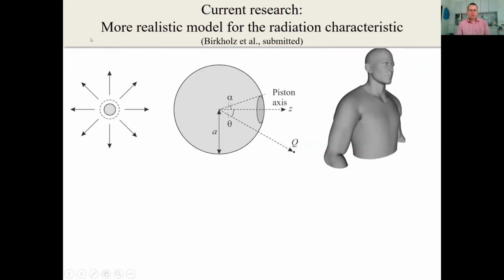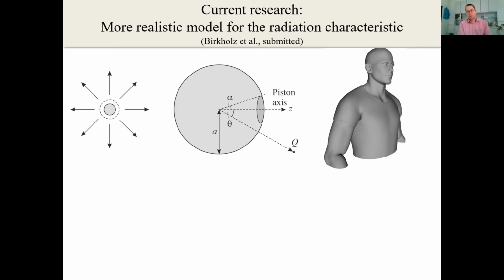Okay. So let's look at current research and what will come in the future. What I just presented is already all in the version 2.3 and the basis of the Evoclearn studies. What's new is a more realistic model for the radiation characteristic. To briefly explain, normally the radiation characteristic is a transfer function from the volume velocity in the plane of the lips to the sound pressure at the ear of the listener.